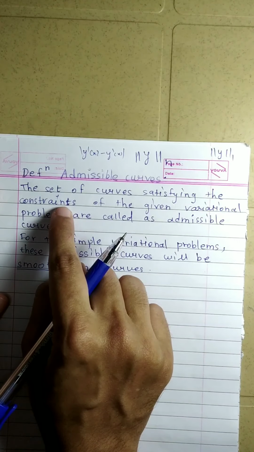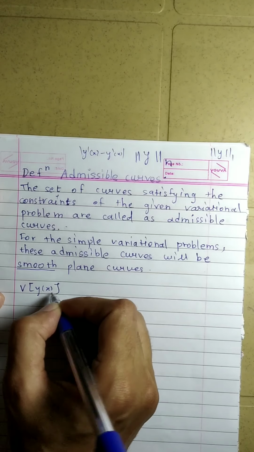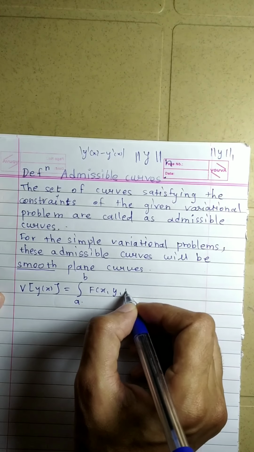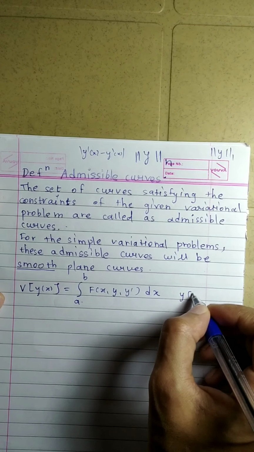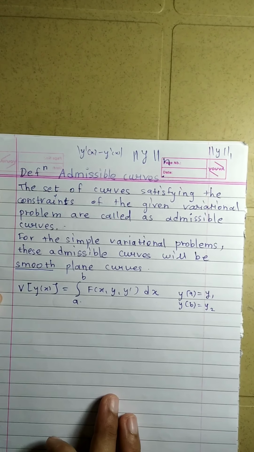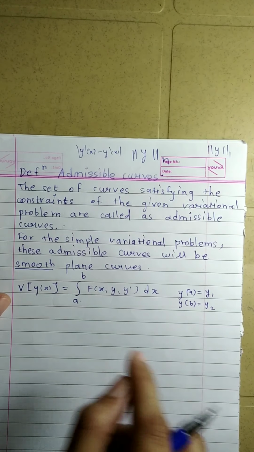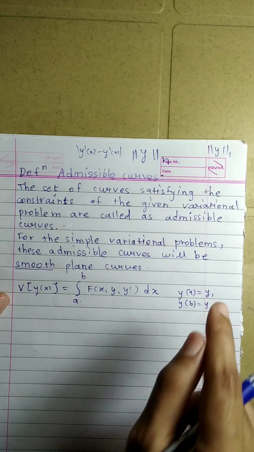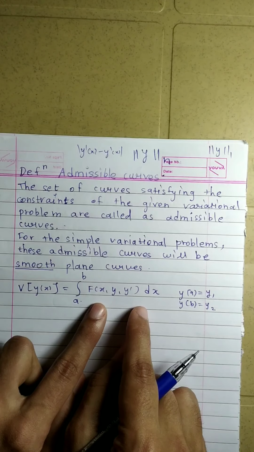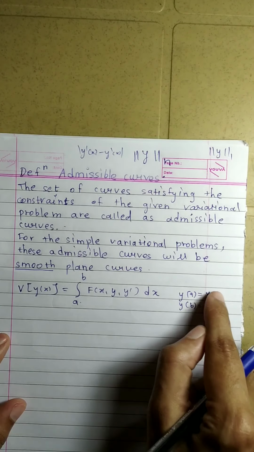What are these constraints of the variational problem? Okay, so we will be dealing with problems of the form V[y(x)] = integral from a to b of f(x, y, y') dx, with y(a) = y1 and y(b) = y2. Okay, so all those curves which satisfy these constraints will be called the admissible curves. If I consider this functional and talk about the admissible curves, then it will be those curves which are satisfying the constraints.